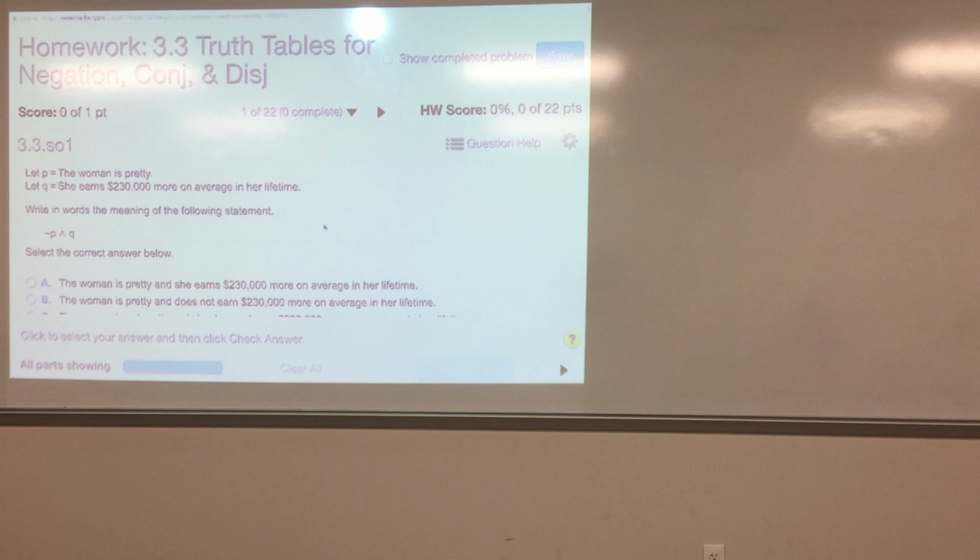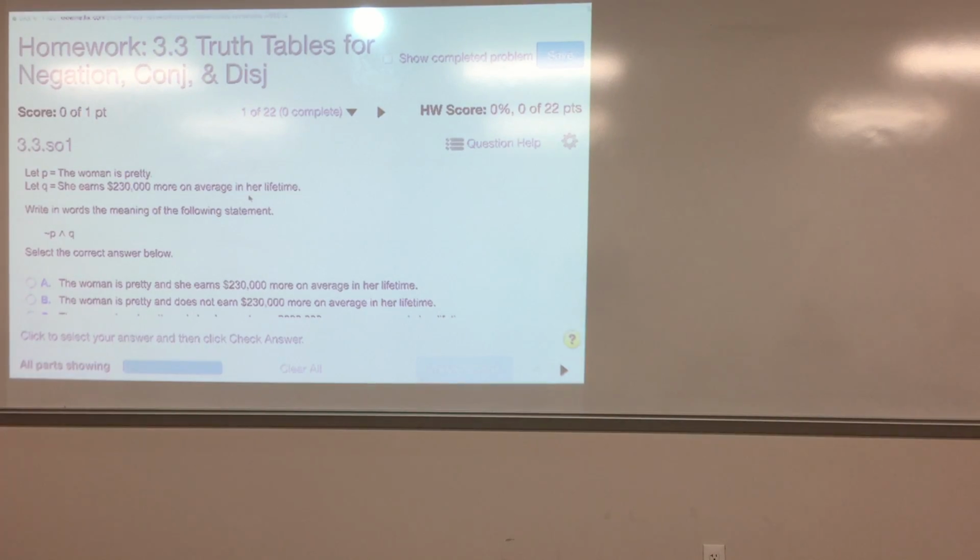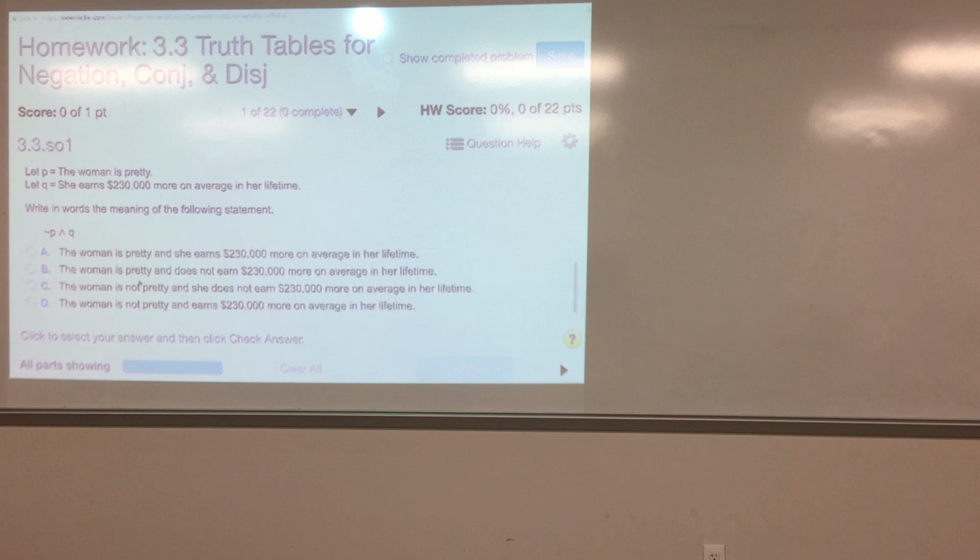I guess we have a little bit of a warm-up with these skills from the last section. Let's take a look here. It says, let P equal the statement, the woman is pretty. Q is the statement, she earns $230,000 more on average in her lifetime. Okay, write in words the meaning of the following statement. So we've done this before, right? Okay, so negation P, conjunction Q, right?